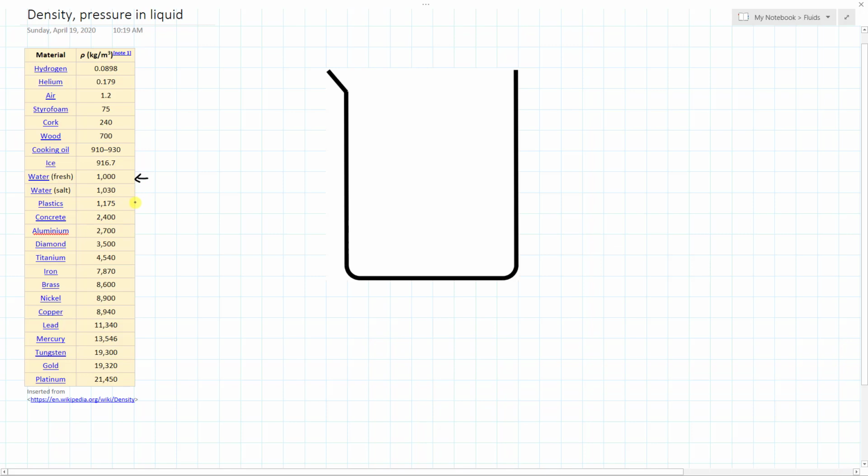Plastic is usually denser, but could also be less dense, certain plastics, and concrete is denser. And starting at aluminum, now we have metal, and most metals are denser than aluminum. We can see there's titanium, there's also iron and brass. Brass and nickel are very close, and also close to copper. And then we have lead, pretty dense, and used to be a common metal. And also mercury is dense in liquid form. And then we have tungsten, gold, and platinum.